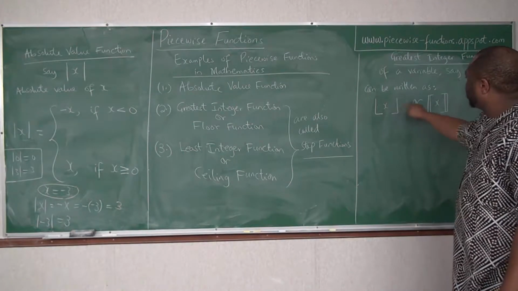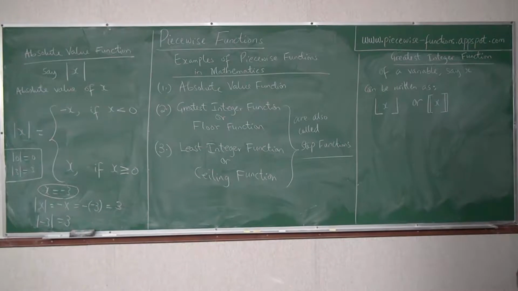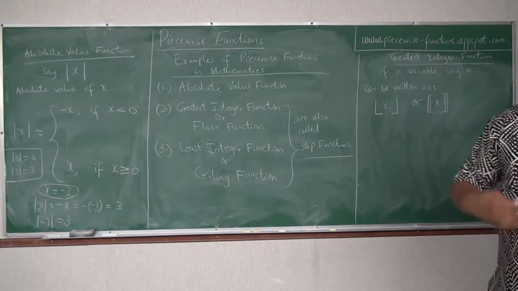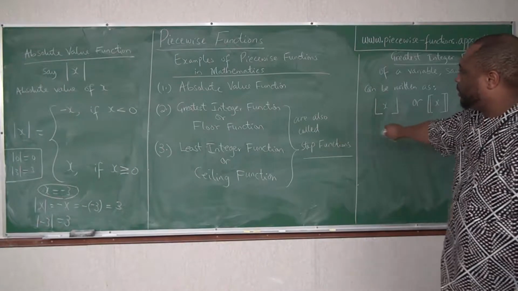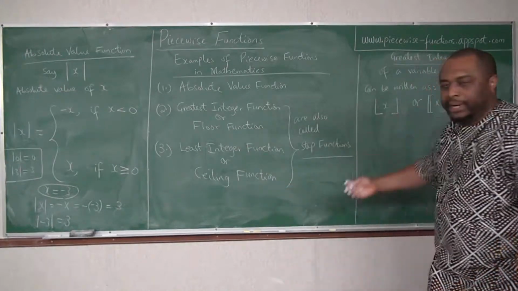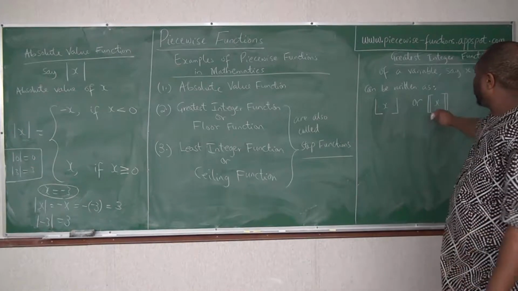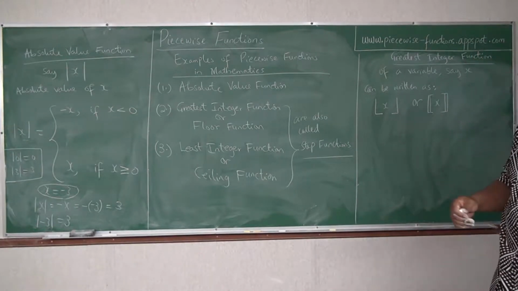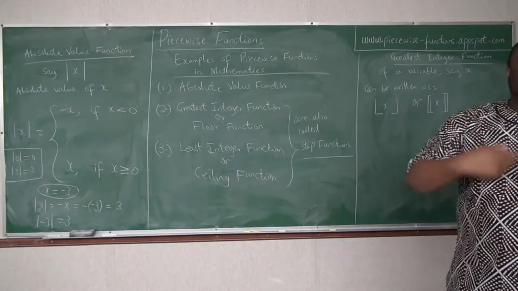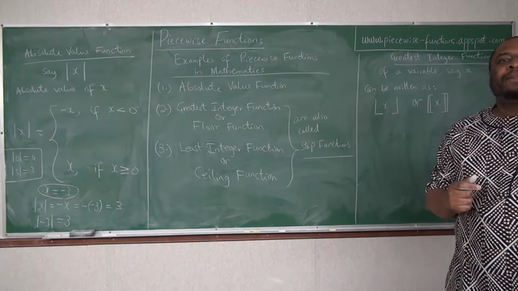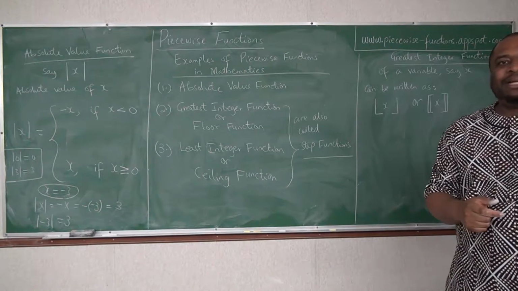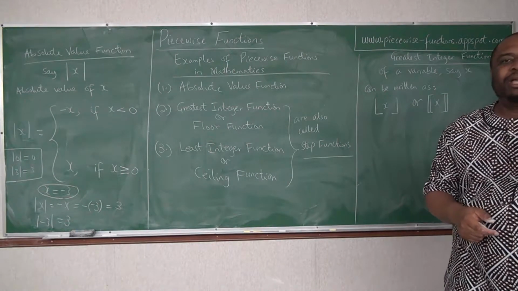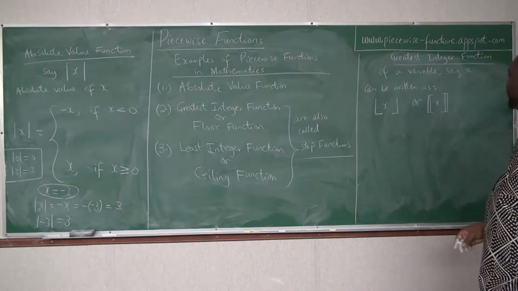So you can write it like this or like this. The greatest integer of x is a floor function. We say floor because of the way we write it, on the floor. Or you can write it like this, with the double bracket. It is the greatest integer that is less than or equal to x. So how do we define this now?